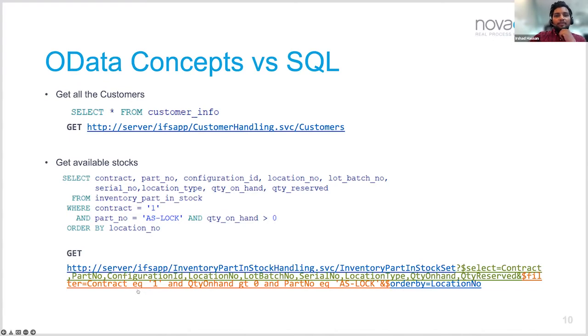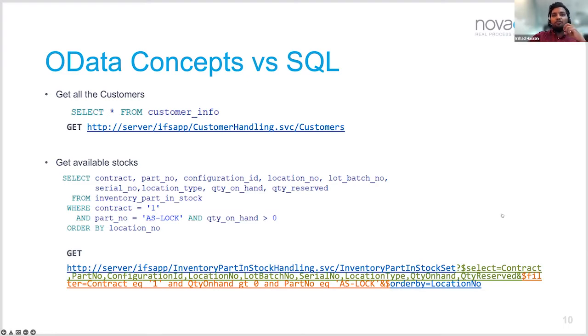As you can see, OData doesn't use the equal sign. It uses the eq operator instead, so it is equal to the equal sign. Similarly, quantity on hand is a numeric column, and it doesn't use the greater than sign. Instead, it uses the gt operator. So it has its own set of operators that we could use. And at last, you can see this $orderby, where we are adding an order by to the result set based on the location number attribute.